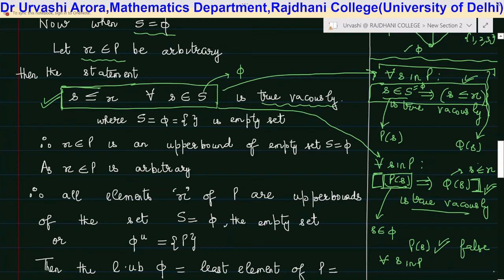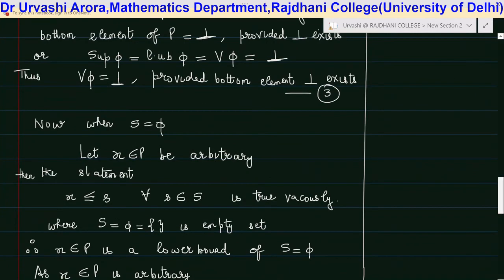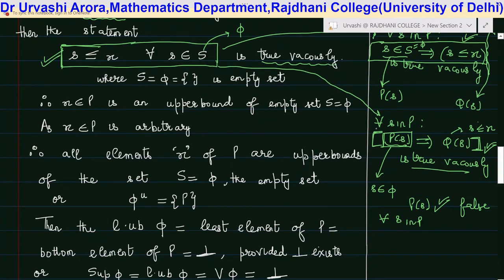I'll explain again: if you have a statement in the form of an implication, and the first statement, P(s), which is called the hypothesis, is false for all values in the underlying set or the universal set, then this whole implication will be a true statement, or it will be true vacuously.